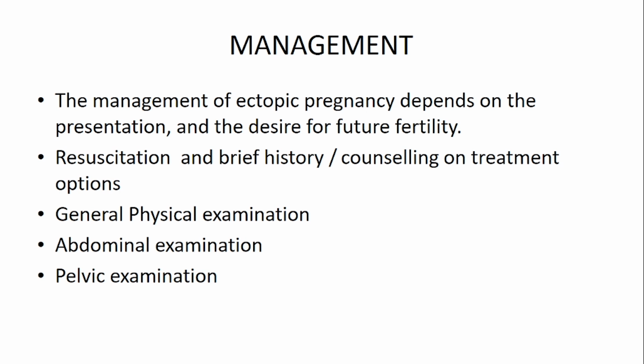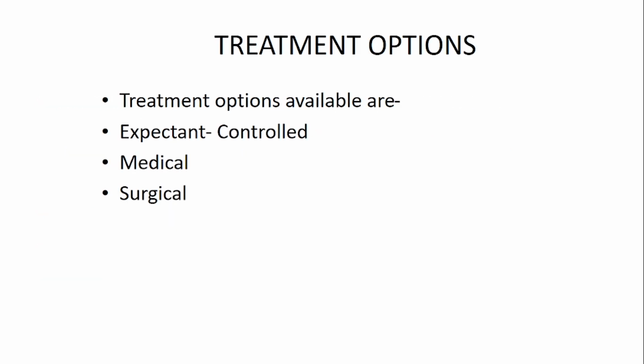But of course, like I said, whether you are dealing with unruptured or ruptured, you must resuscitate the patient, particularly if they are in shock. You must establish an intravenous line. You have taken your blood group and cross-matching. You have taken a packed cell volume, and then you counsel the patient on treatment options, because that is very important. You must counsel your patient on the treatment options that are available, having done your general physical examination, abdominal exam, and pelvic examination. So the treatment option could be expectant, what we call controlled expectant, and then medical or surgical.